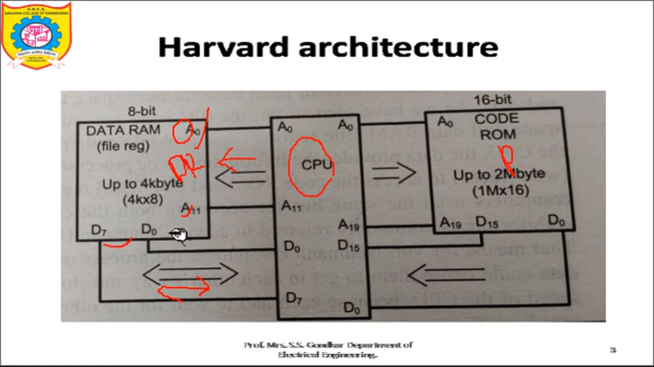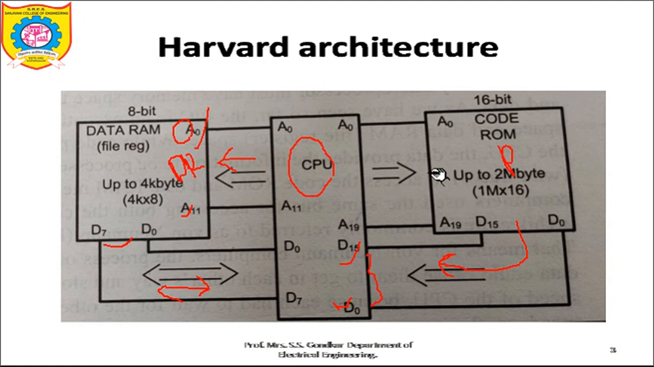Then a third set of buses is D0 to D15. You can see the set of buses from D0 to D15, a set of data bus for carrying the code into the CPU. Now see, this is D0 to D15 here. It is carrying the data from this program memory towards the CPU. It is still unidirectional.